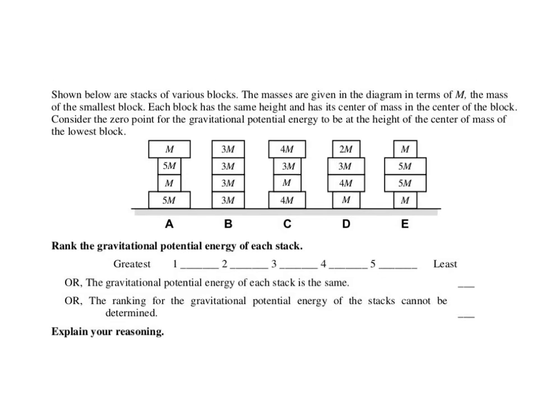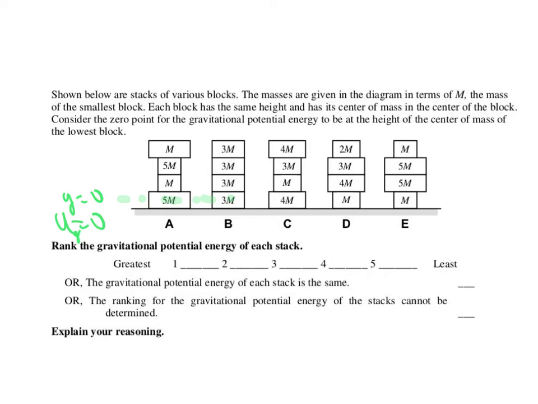Shown below are stacks of various blocks. They're given in terms of m. Each has the same height and has center of mass in the center of the block. Consider the 0 point to be the height of the center of mass of the lowest block. So this is our y equals 0, and therefore U equals 0. And they want us to rank the potential energy, so let's just find it.